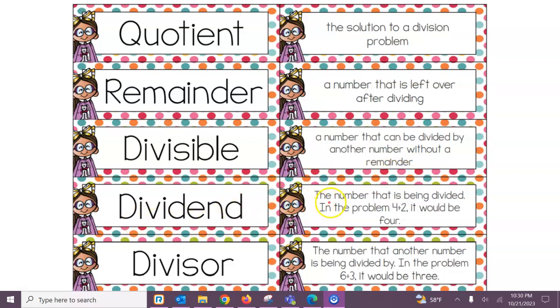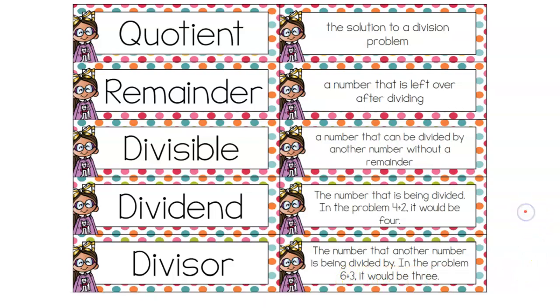Dividend. That's the number that is being divided. In the problem 4 divided by 2, it would be 4. The dividend 4 is being divided by 2, which is the divisor. The divisor is the number that another number is being divided by. In the problem 6 divided by 3, it would be 3.